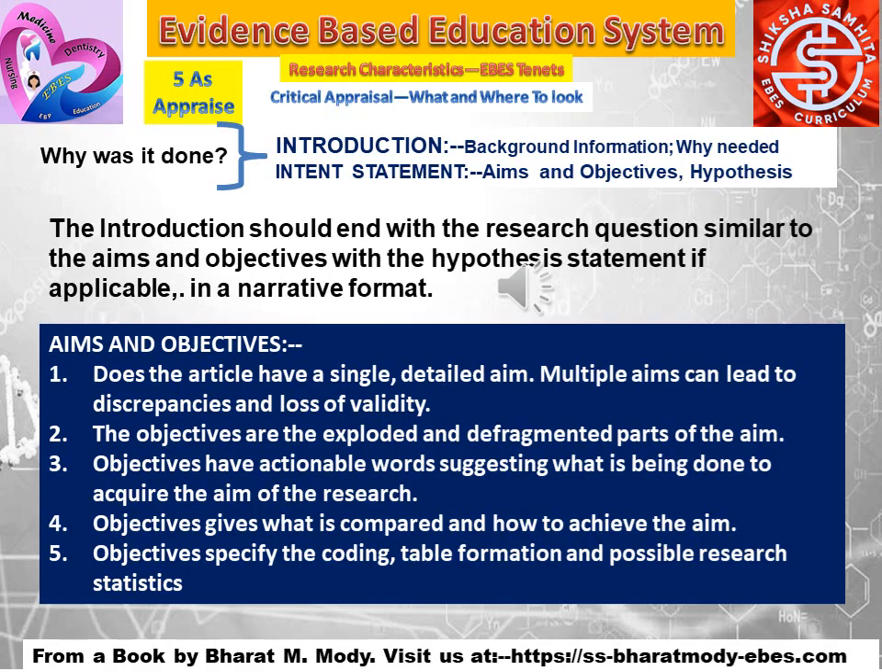So we transit from the introduction to the aims and objectives, and once we go into the aims and objectives, the objectives are the most important part. The aim is already mentioned, so objectives are the most important. Does the article have a single detailed aim or multiple aims? Multiple aims generally cause discrepancy and loss of validity of the paper, and that is why normally one aim is very good. Objectives are the exploded and defragmented parts of the aim. The aim may be one, but how do you achieve that aim? That is given by the objectives.